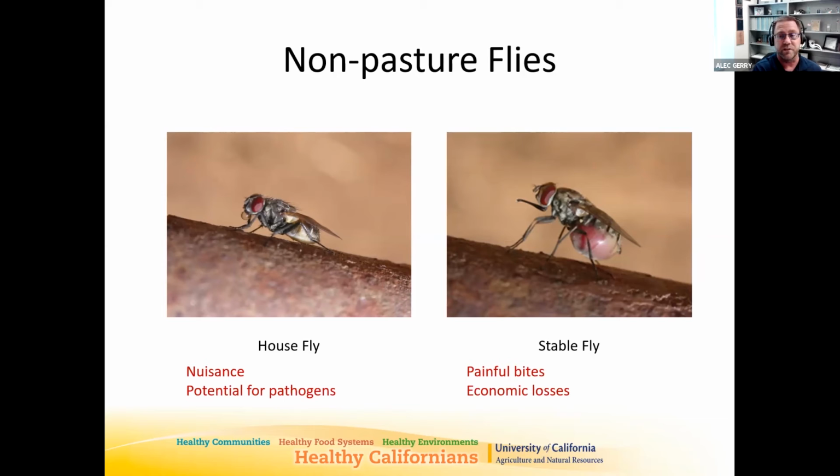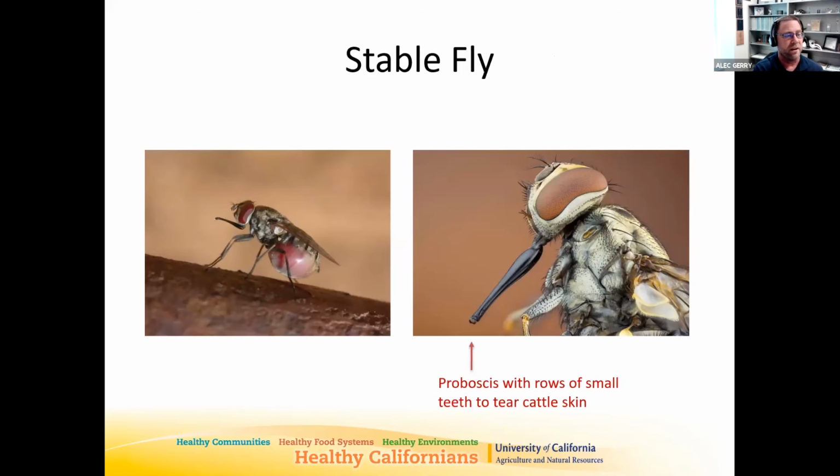Whereas stable flies are known for their painful bites and the economic losses associated with those painful bites because of changes to animal behavior. And the reason that the stable fly has a painful bite is that it has this hardened mouth part called a proboscis that has rows of small teeth, and these teeth just tear into the skin, from which they draw blood to feed on. So it's sort of like somebody taking a bunch of small needles and continuing to pick at your skin until finally the blood begins to flow. So it can be a very painful bite.